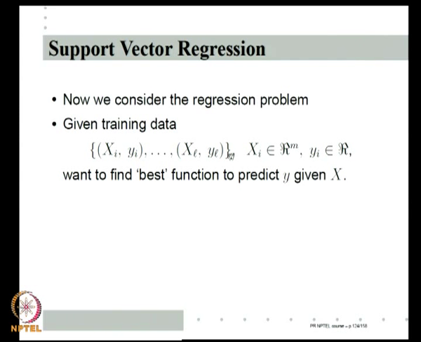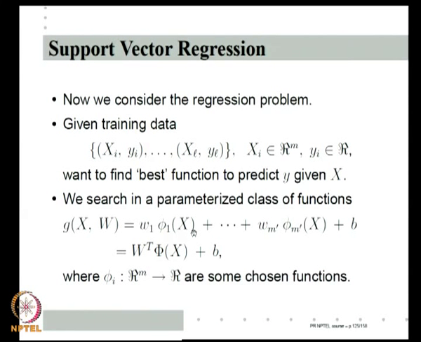I put l here; sometimes we will use l as the number of examples, sometimes we will use n as the number of examples. So, in general, we search in a parameter class of functions. So, we are learning a function g(x, w), which is written as w1 phi1(x) plus w2 phi2(x) up to wm' phim'(x) plus b, which I write as w transpose capital phi(x) plus b, where each phi i is an R^m to R function. This is the kind of linear least squares method we see, where the phi's are pre-chosen functions. But then of course, I have to solve this m prime dimensional problem.